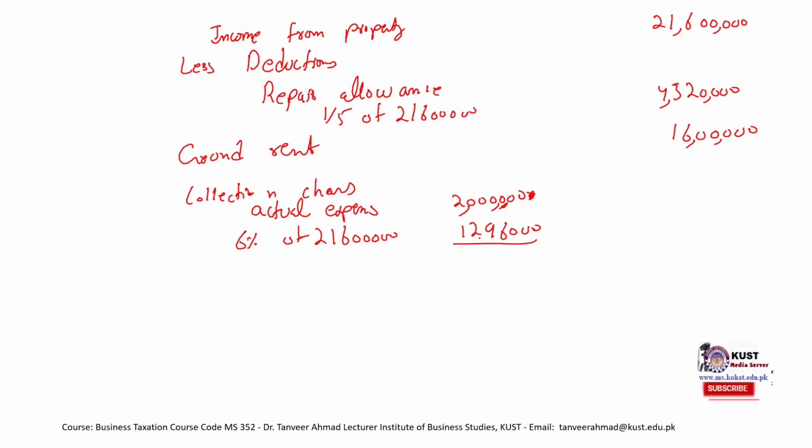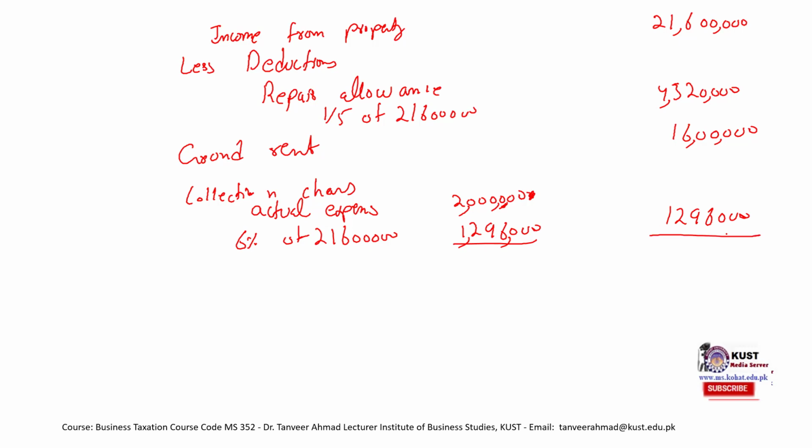29,000. Sorry, it is... yes. So the actual expenses were 20 lakh and the 6% is 12 lakh 96,000. So we consider 12 lakh 96,000.